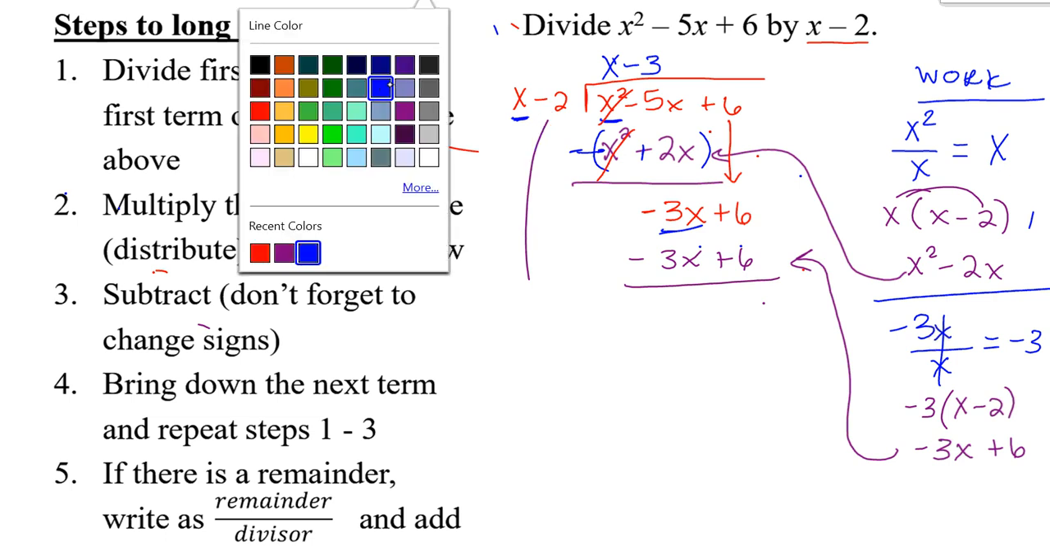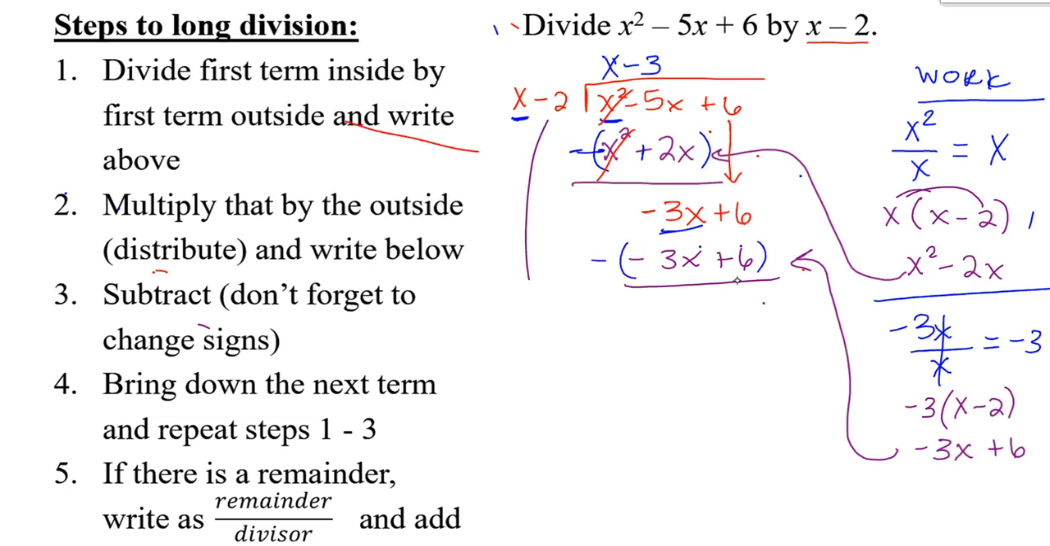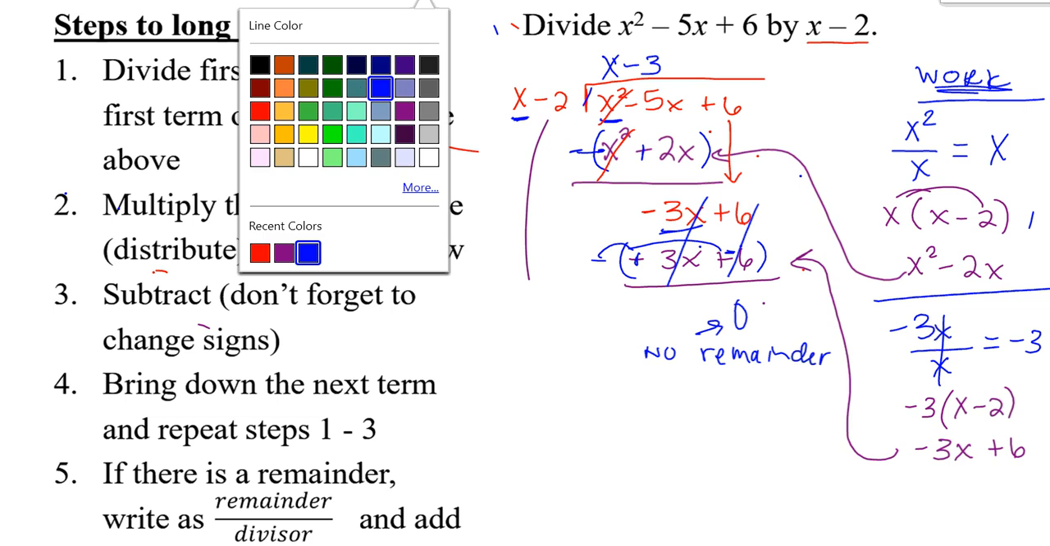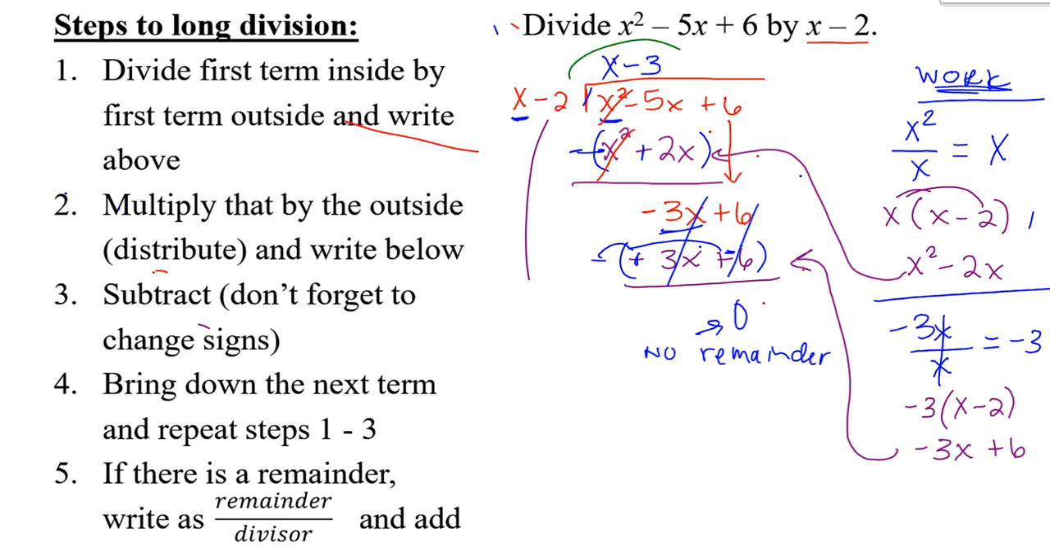And once you distribute that, you subtract, so that changes that to a plus and that to a minus. The negative 3x plus 3x cancels. They're supposed to cancel. If they don't cancel, then you did something wrong over here in your work area. And then you notice that 6 minus 6, those also cancel and become 0. This means there is no remainder. So your answer is x minus 3. That quotient, that thing at the top.